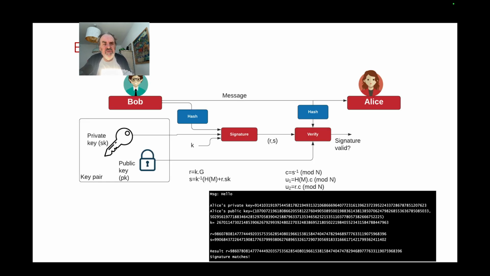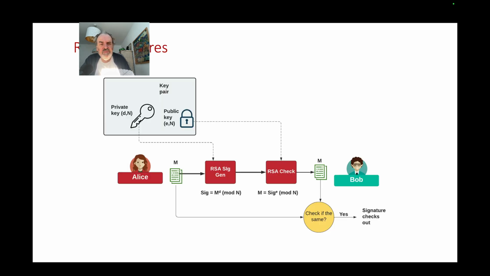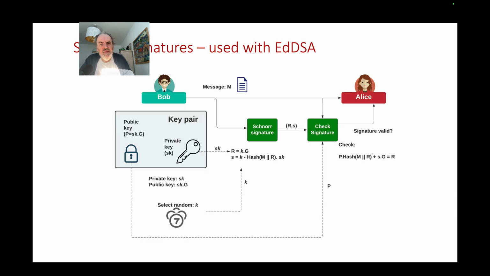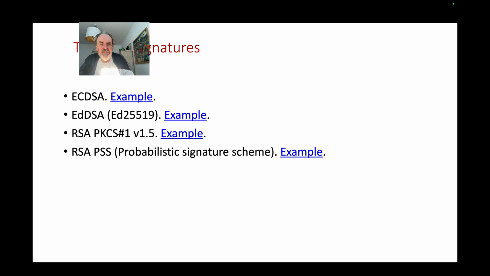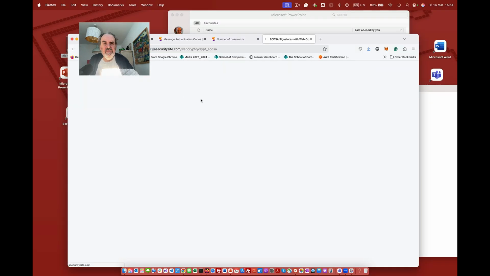ECDSA, as we've seen before, is a popular method for doing that. That's the basic mechanism there. And this is the mechanism for RSA signatures that we've actually seen. EdDSA is now becoming popular, and it's a more lightweight and scalable method. Okay, so those are the four main signature methods that we typically use. We'll just have a look at one of them.